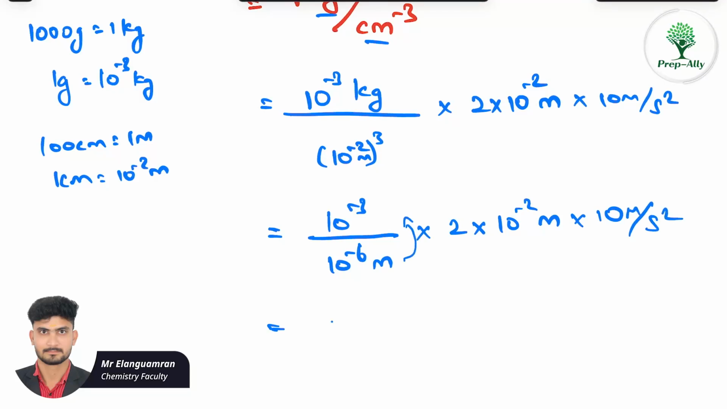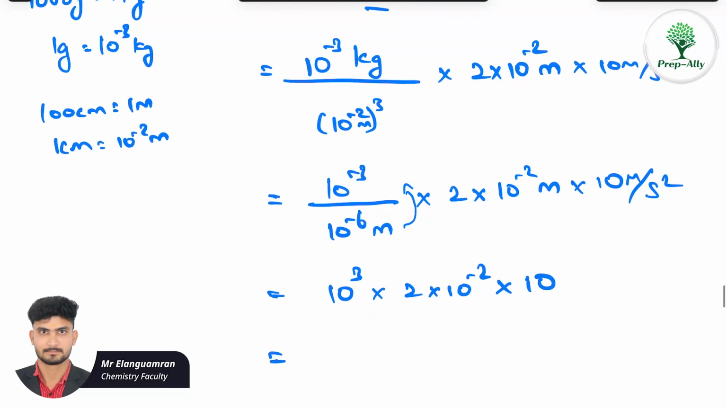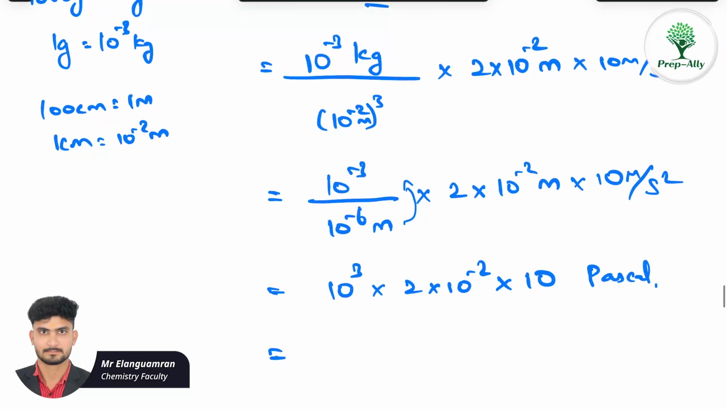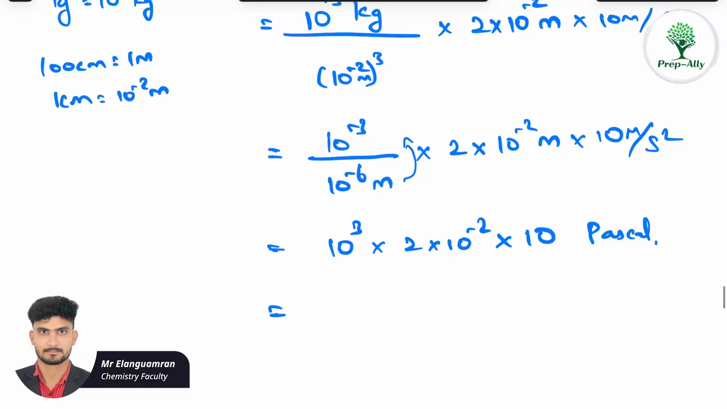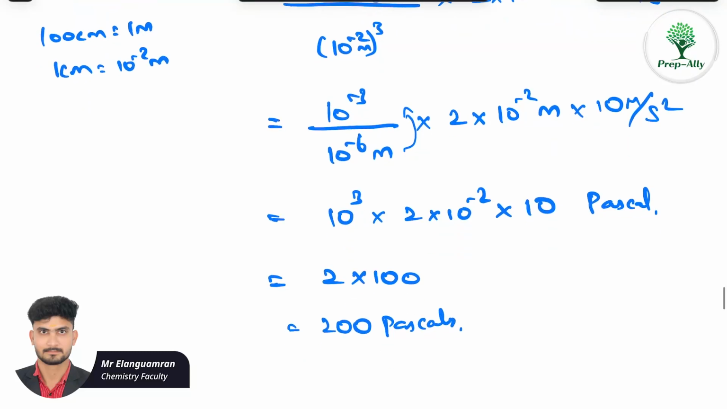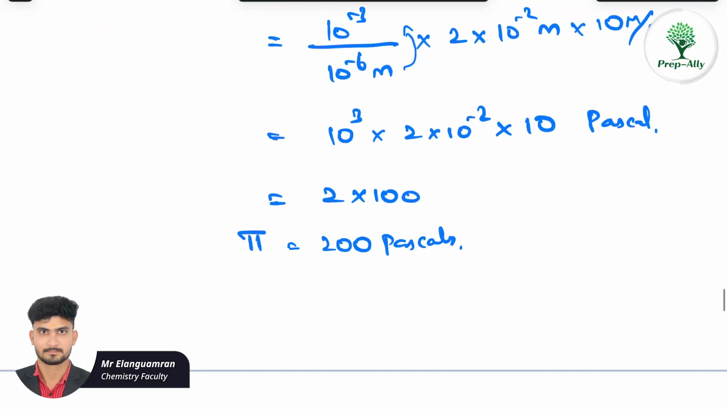So if this goes up, I will get 10 power 3 into 2 into 10 power minus 2 into 10. So this is going to be in Pascal, because the SI unit of pressure is Pascal. So it is going to be 2 into 10 power 2, 100 anyway. So 200 Pascals. This is going to be the pi. Pi is nothing but osmotic pressure.